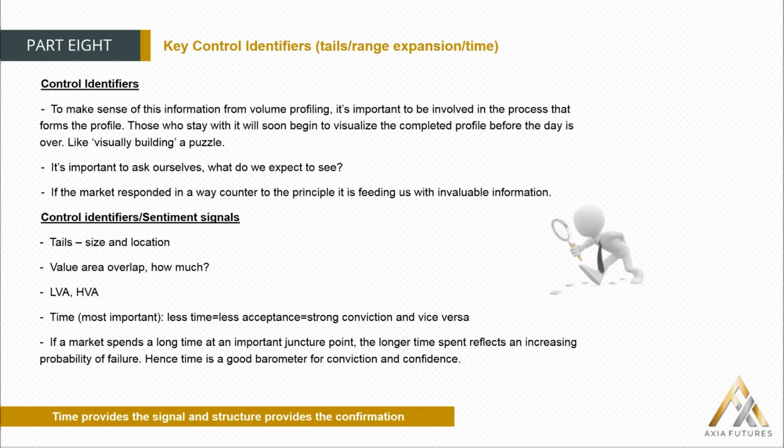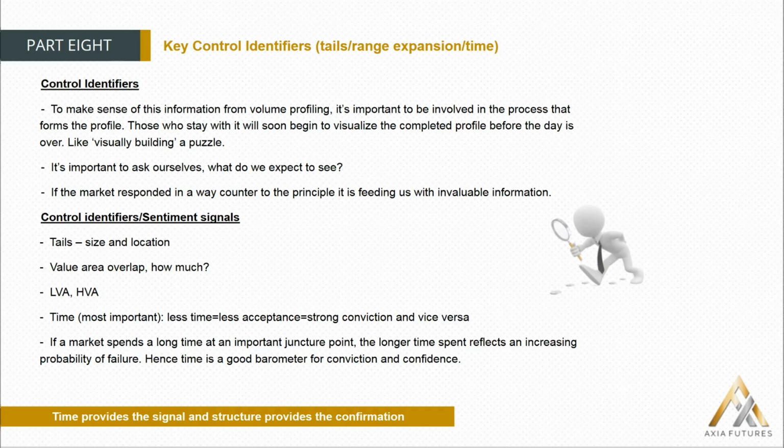Now, first one, remember we spoke a little bit about tails. With regards to the tails, size and location is crucial. We have invisible tails as well as open and extreme tails. The important thing to understand is that the larger the tail, the larger the level of conviction or strength at that given point. Equally, the larger the tail, the more significant the price is that we are rejecting or moving away from.